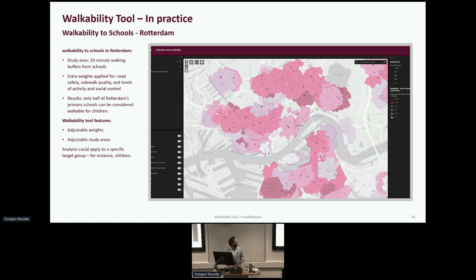Two features in the tool that enable us to do that is the fact that we can apply adjustable weights. So we can basically decide that if we are looking at primary school children, safety has a bigger influence on their chances of walking, especially as parents usually decide if kids will walk to school or be driven to school. And also the fact that we can adjust the study area. Previously, I showed you how we aggregate our scores to a neighborhood score. But what we've done here is apply our study to the 10-minute catchment walking area from schools. So that gives us adjustability in both scale and target group.